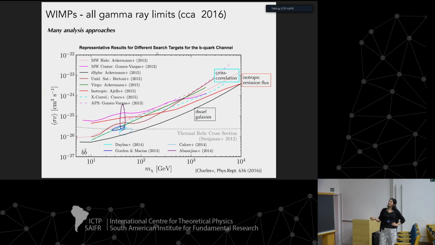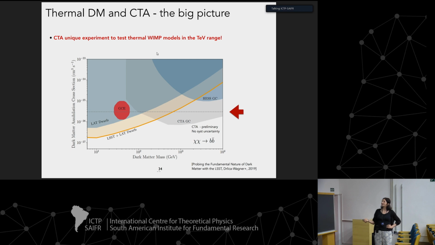I just wanted to show that there are many other analyses. So these are the dwarf limits and galactic center. But if you look with Fermi data, for example, there are tons of analysis techniques, all having comparable sensitivities. I don't, of course, have time to go through this. But the point is that the situation is more or less like this.